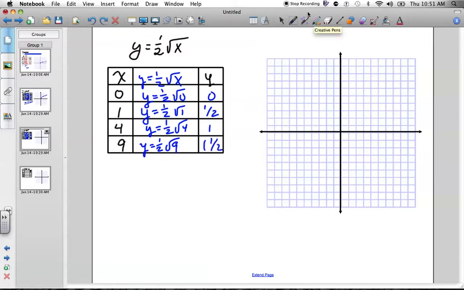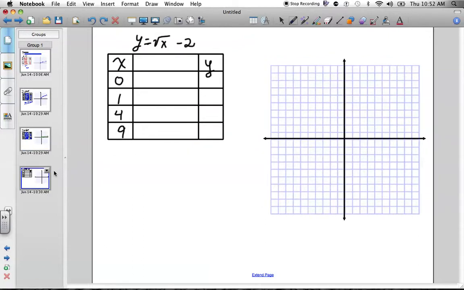You will have some fractional values here to plot, obviously, according to our chart. And so let's look at this. 0, 0. We all know where that is. 1, 1/2. So we're going to go right 1, up half of a unit. 4, 1. And 9, up 1.5. And it's a little skinnier, but that's what the graph of this looks like. It is still the top of an R.